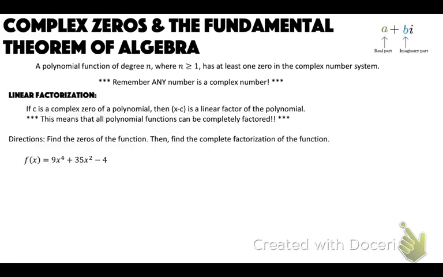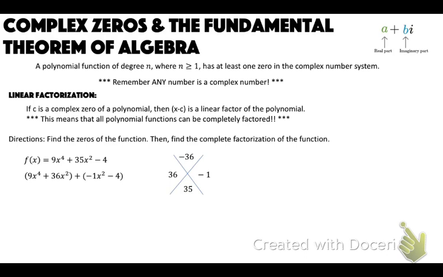So let's give this one. We want to find the zeros. This is really everything we've been doing, just reiterating it and putting it in some words. Find the zeros and then find the complete factorization. So if we find the zeros of this, we want to see what multiplies to be negative 36 and adds to be 35, which is 36 and negative 1. So that's going to be 9x to the 4th plus 36x squared minus 1x squared minus 4.